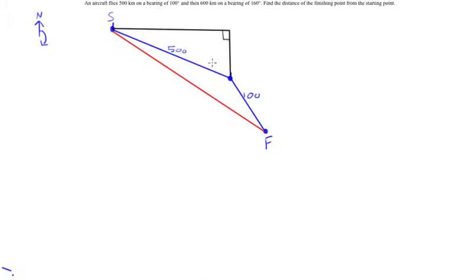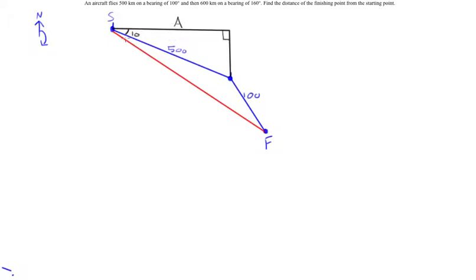So nice. And I need to find the sides here. Well, I know the hypotenuse is 500. So if I'm looking for side A, I can find this angle and it will help me. If I know that I'm flying on a bearing of 100 degrees, this right angle here is 90 degrees. So 10 degrees extra is going to be 100 degrees. So that little angle in there is 10.